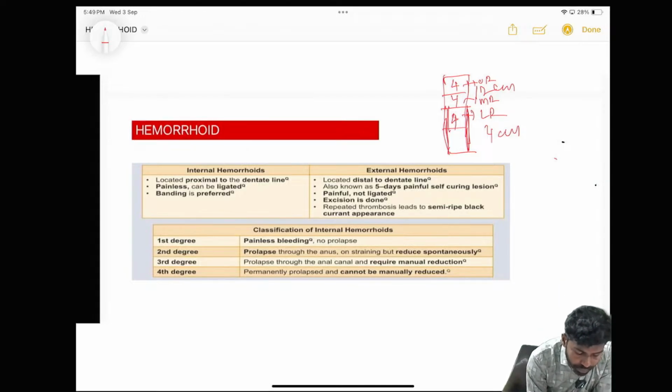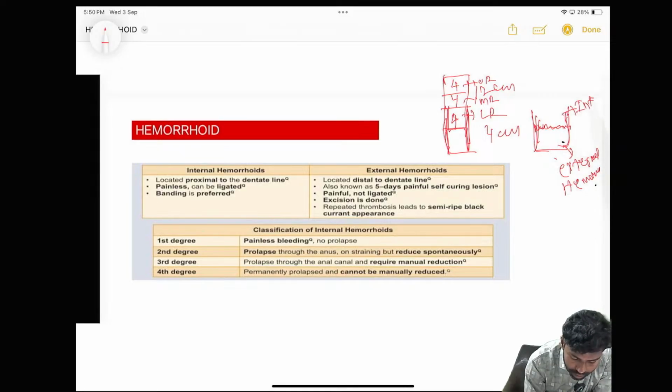Hemorrhoids occurs here, then the anal canal. This is the 4 centimeter anal canal. In the anal canal, you will see the dentate line. Any hemorrhoids or mass below this dentate line is called external hemorrhoids. Above this dentate line, that is called internal hemorrhoids.